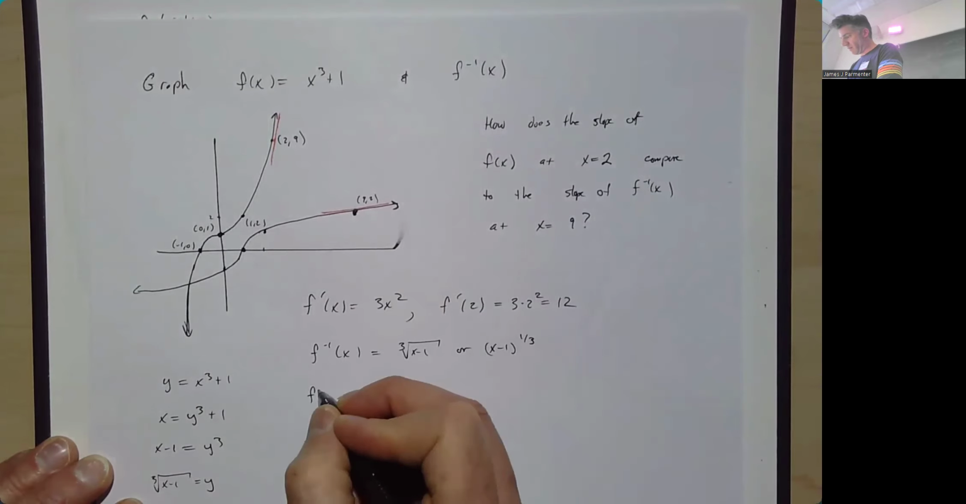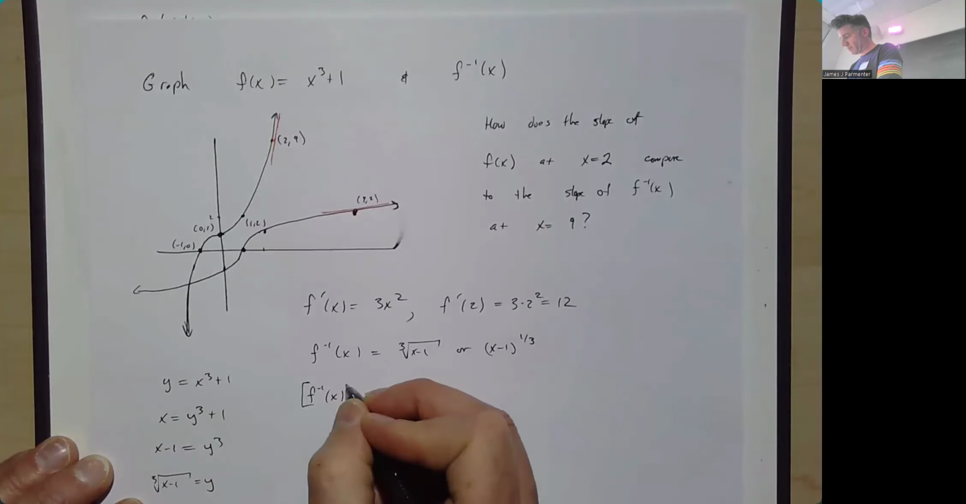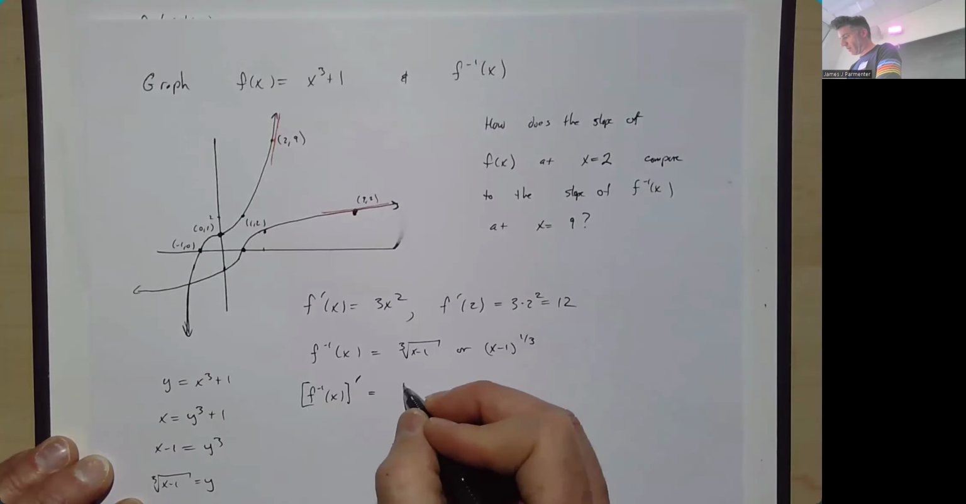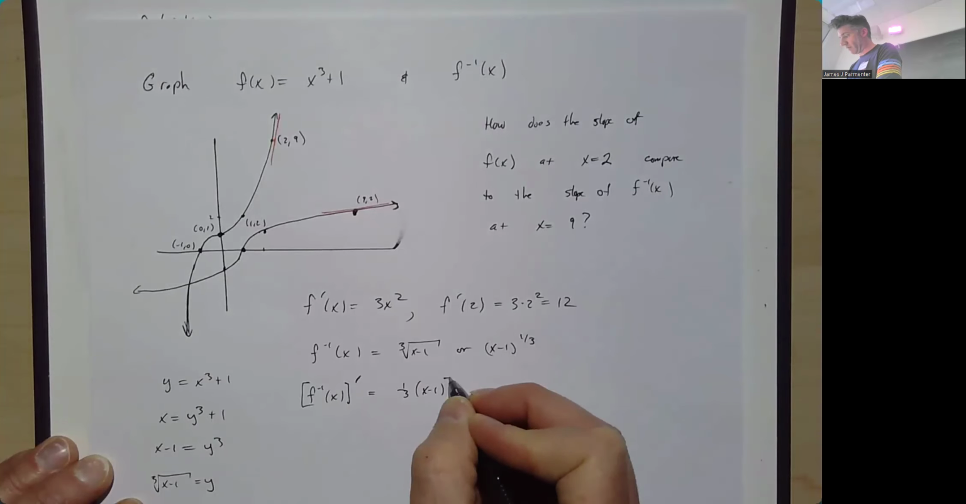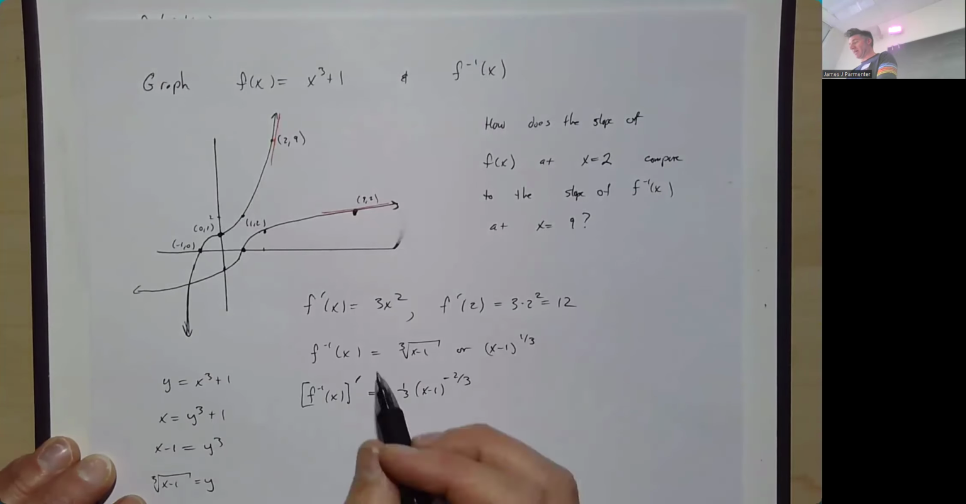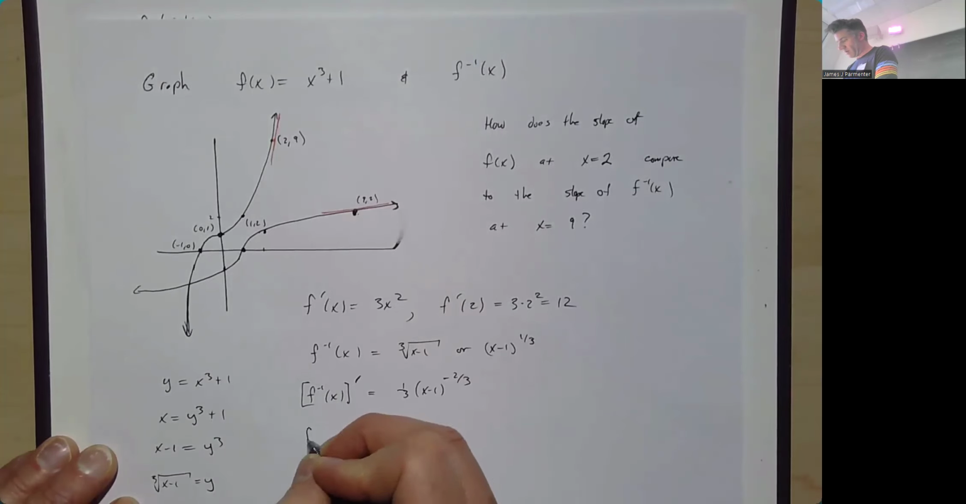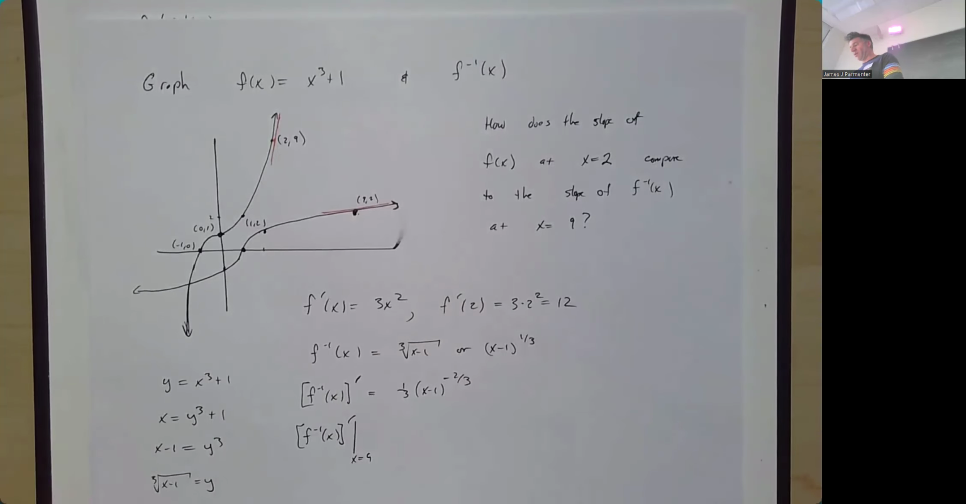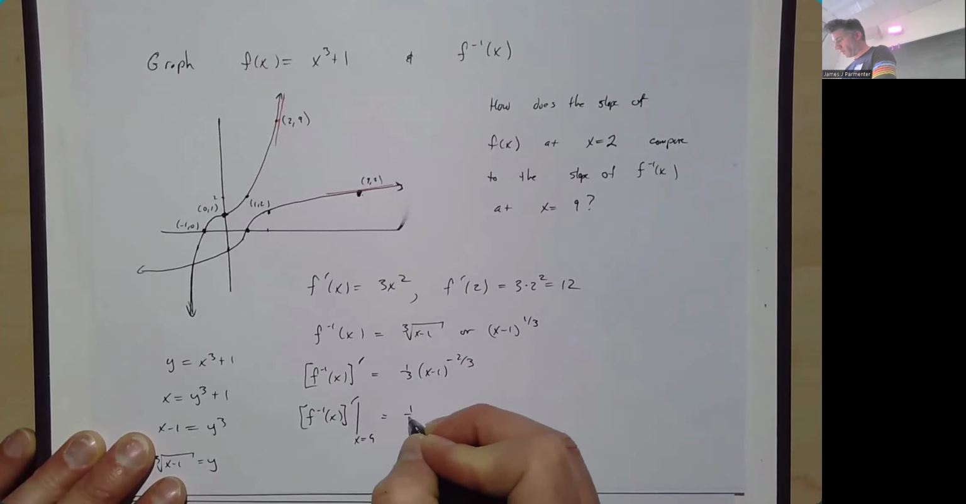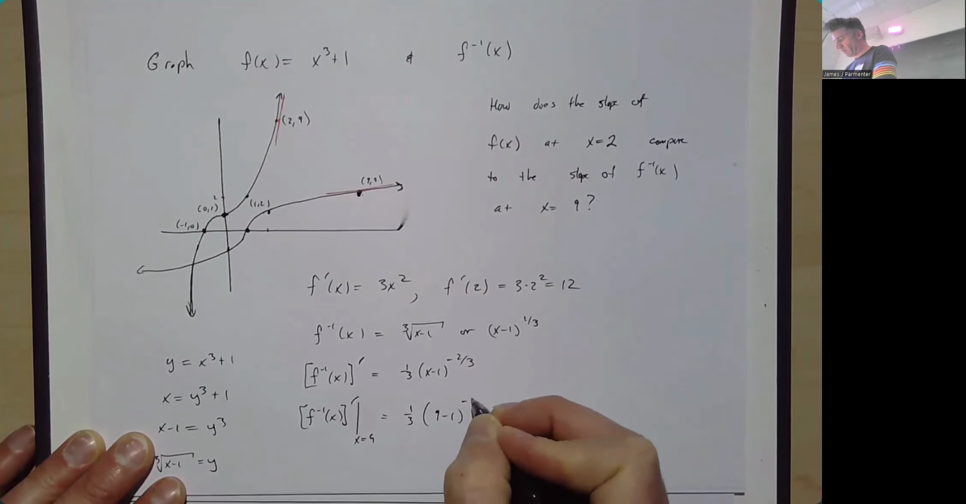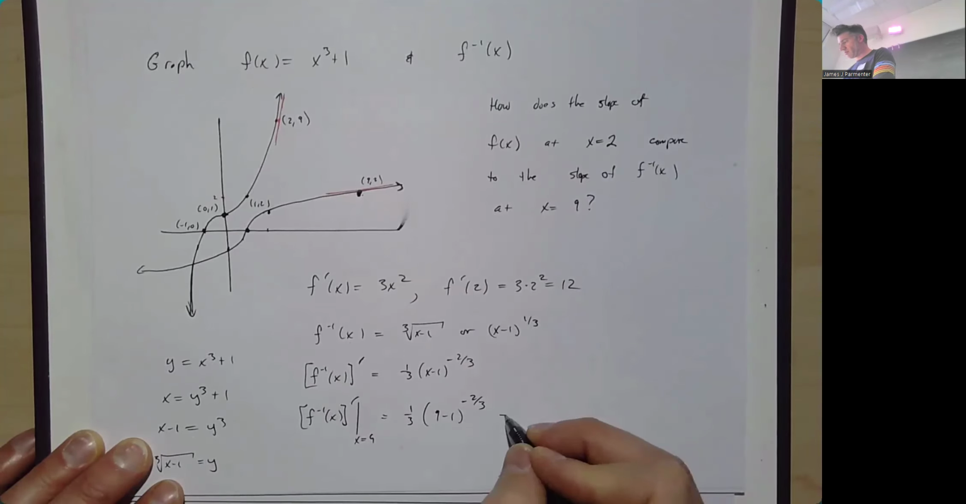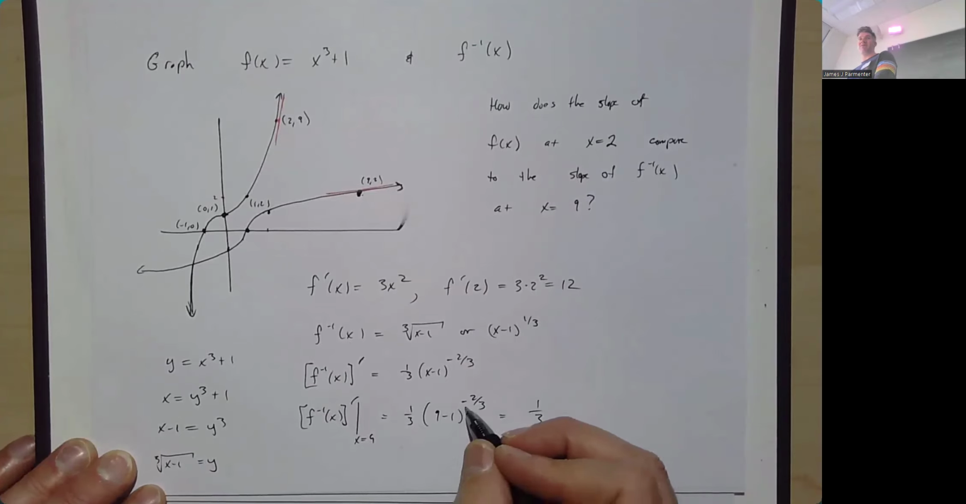The derivative of this is equal to 1/3 times x minus 1 to the negative 2/3. If we plug in 9, we see that the derivative of f inverse of x evaluated at x equal to 9. We don't plug the 9 in there first, because it looks like you're doing the function first and then differentiating after, and you get 0. We're going to get 1/3 times 9 minus 1 to the negative 2/3, 8 to the negative 2/3 power.